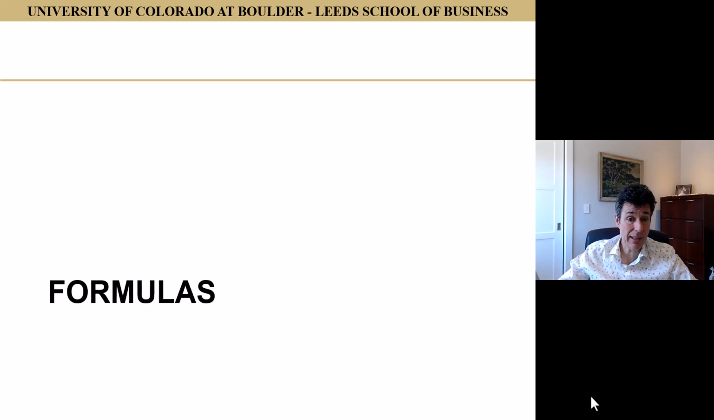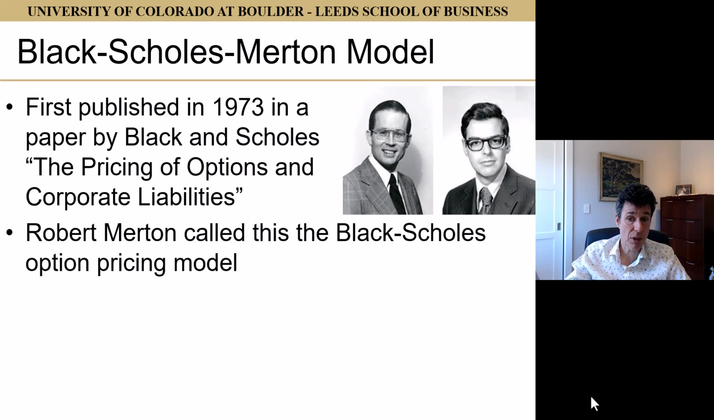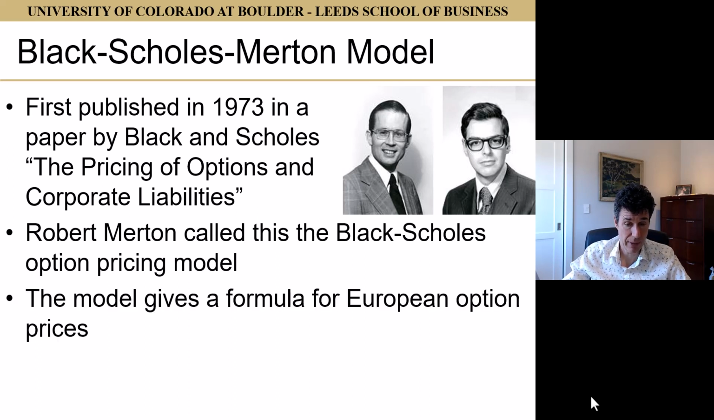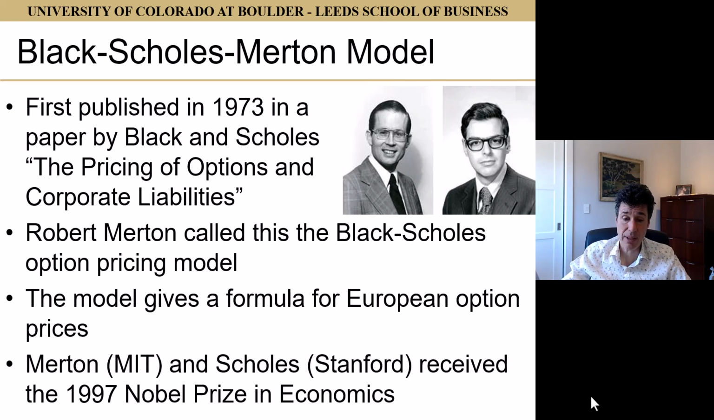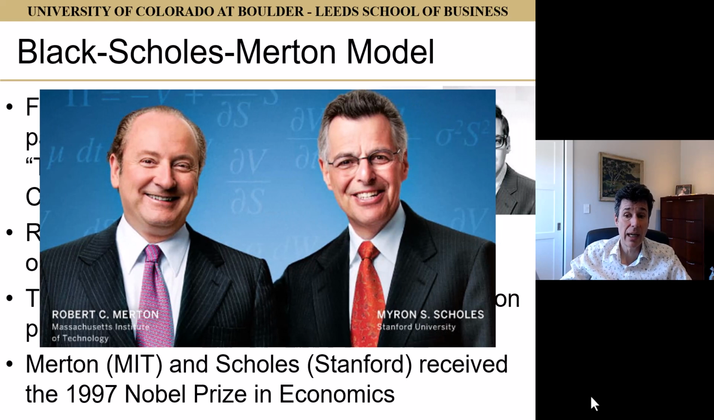Okay, last but not least, here are the formulas. So this was first published in 1973 in a paper by Black and Scholes, The Pricing of Options and Corporate Liabilities. Robert Merton called this the Black-Scholes option pricing model, and the model gives a formula for European option prices. Now, Merton, from MIT, and Scholes, from Stanford, received the 1997 Nobel Prize in Economics. Black did not because he died before 1997, and you can't receive a Nobel Prize if you're not alive.